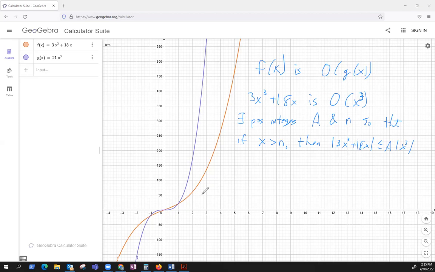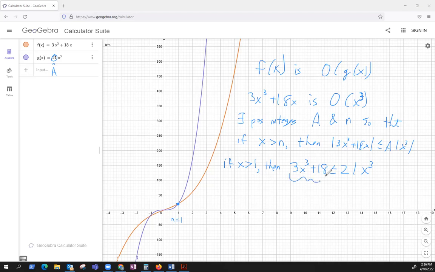Now from the graph, we can see where that happens. If a is equal to 21, there's my a, then the n, where the change happens, is equal to 1. So I'm saying if x is bigger than 1, and since these functions are positive, I don't need the absolute value stuff. I can just say then 3x cubed plus 18x is less than or equal to 21x cubed. And that's exactly what this is saying.